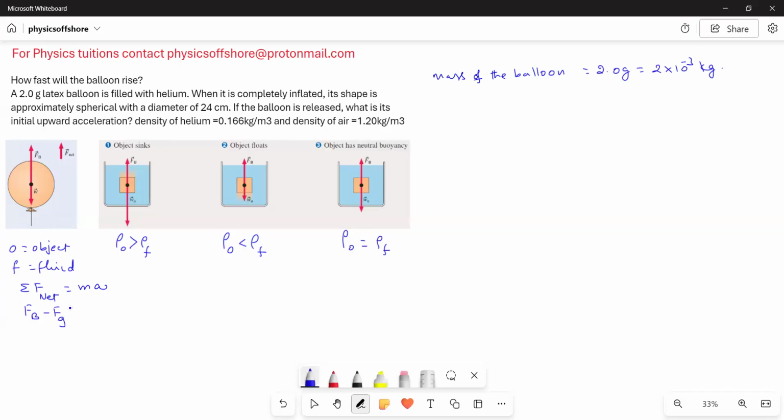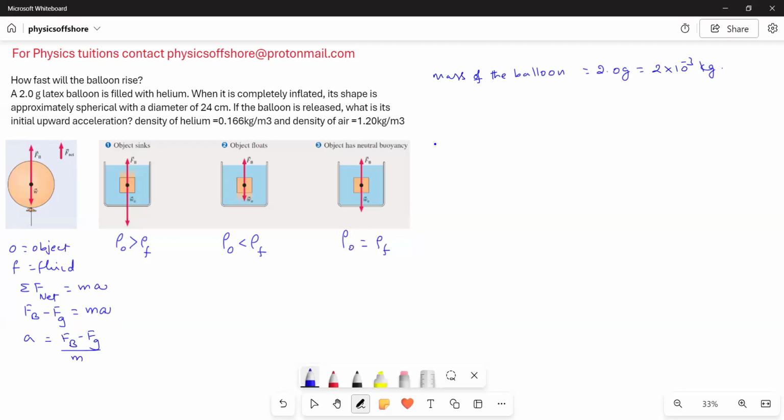Fb minus Fg is equal to ma, or a is equal to Fb minus Fg over m. Here m means the total mass, obviously. What is the total mass of the balloon? That means the mass of the balloon plus mass of the helium gas.